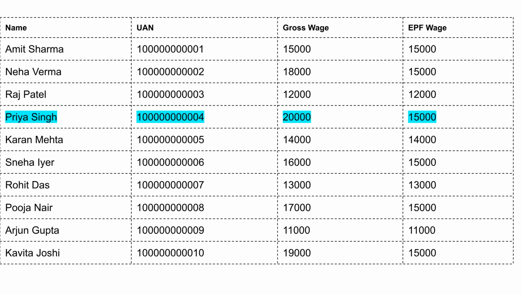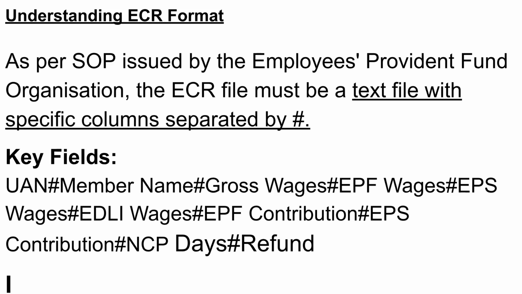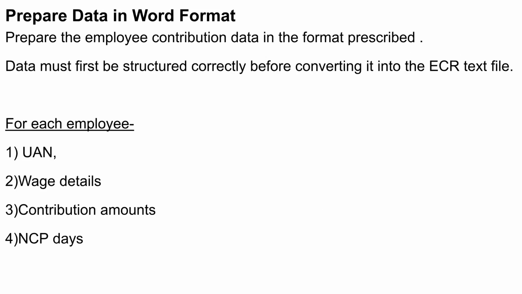This table shows the sample data for our 10 employees, including their UANs, gross wages, and the eligible EPF wages, which are capped at 15,000 rupees in most cases. As per the SOP issued by the Employees' Provident Fund Organisation, the ECR file must be a text file with specific columns separated by the hash symbol. These are the key fields you must include. We must prepare the employee contribution data in the prescribed format. We will use an example of 10 employees, considering their UAN, wage details, contribution amounts, and NCP days to structure the data correctly before final conversion.